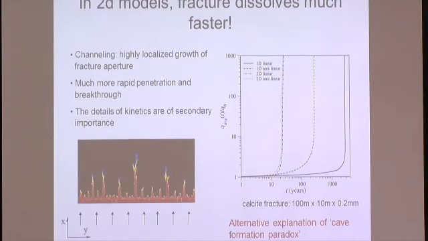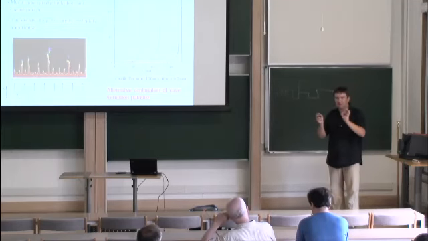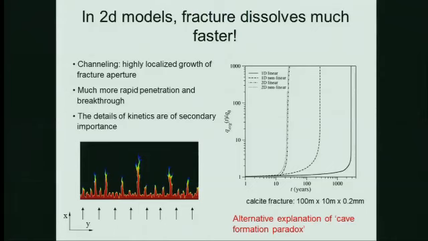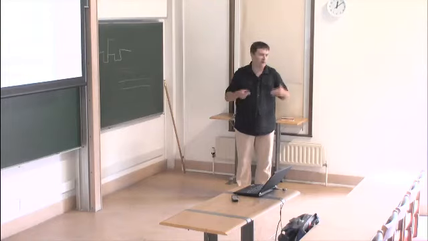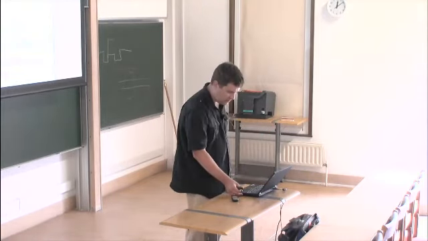But I think the important point is that the 2D breakthrough time is almost independent of the actual model of the kinetics, which I think means that this channeling mechanism is a more important factor controlling the dissolution of the fracture than the small differences in the kinetics that were claimed before. So I would say that this might serve as an alternative explanation of the cave formation mechanism. You don't really need the nonlinear kinetics, although it is there, to get the breakthroughs in reasonable times for large fractures, like kilometer-long fractures.